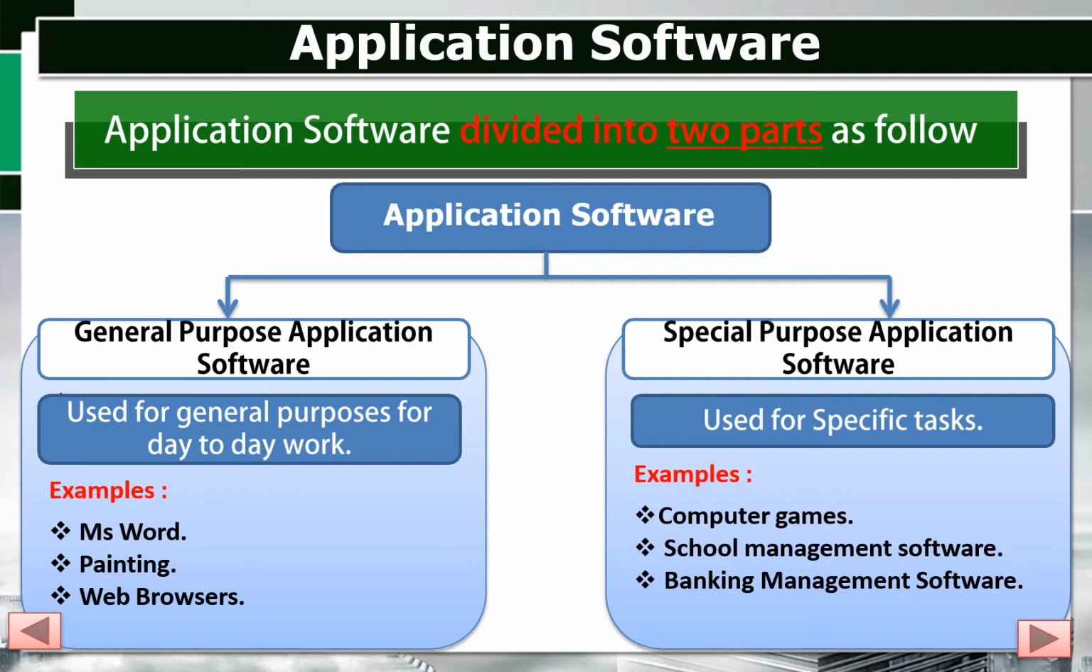General purpose application software is used for general purposes for day-to-day work. For example, MS Word, Painting, web browsers. Special purpose application software is used for specific tasks. For example, computer games, school management software, banking management software, likewise.